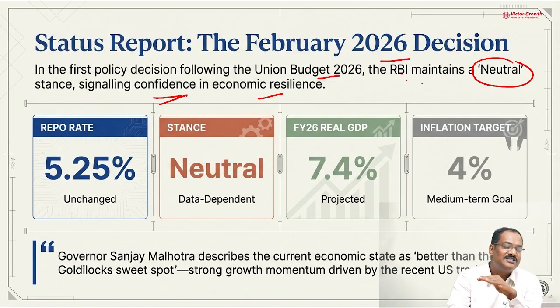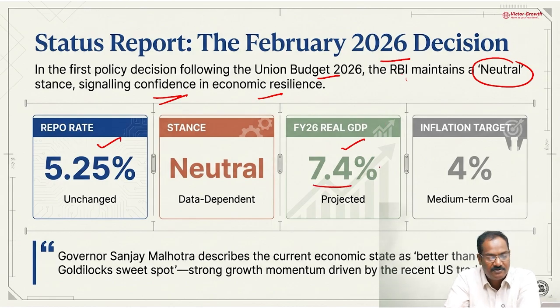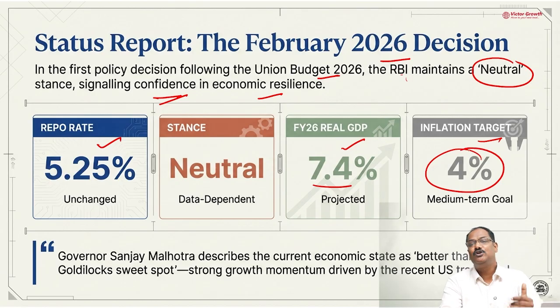So neutral stand means they are not doing anything. They are status quo, they are maintaining. Repo rate is unchanged at 5.25%. Then they are also saying that the GDP growth is projected to be 7.4%. And the inflation target is 4%. That means they are expecting 4%, but the reality is below 4%. That means we are having cheaper goods, cheaper services, cheaper vegetables, which is what the government is saying.